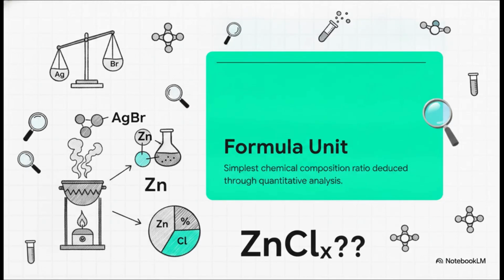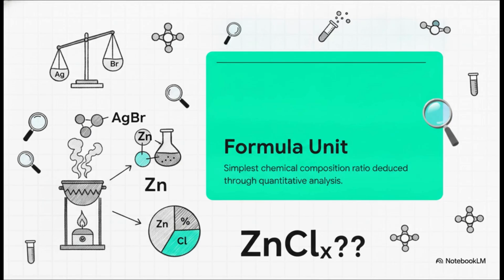And that all comes down to the formula unit. It's the absolute simplest ratio of elements in a compound, which we figure out through quantitative analysis. So let's say you analyze a mystery compound and find it's got exactly 0.1 moles of silver and 0.1 moles of bromine. Well, they exist in a perfectly balanced 1-to-1 ratio, so the formula unit is simply AgBr.